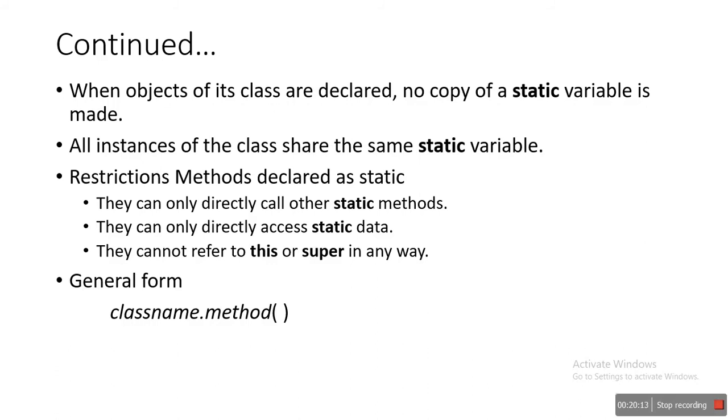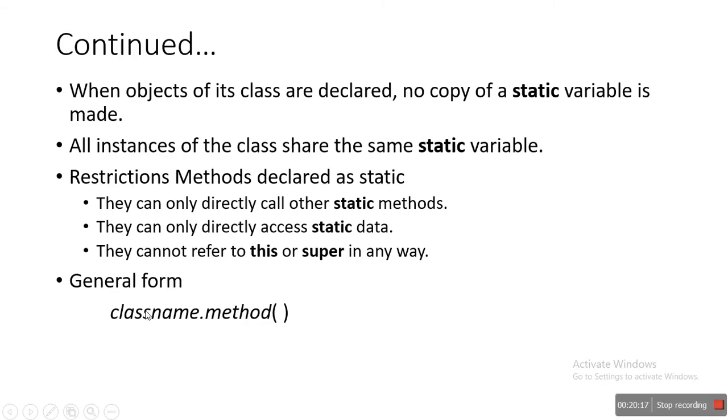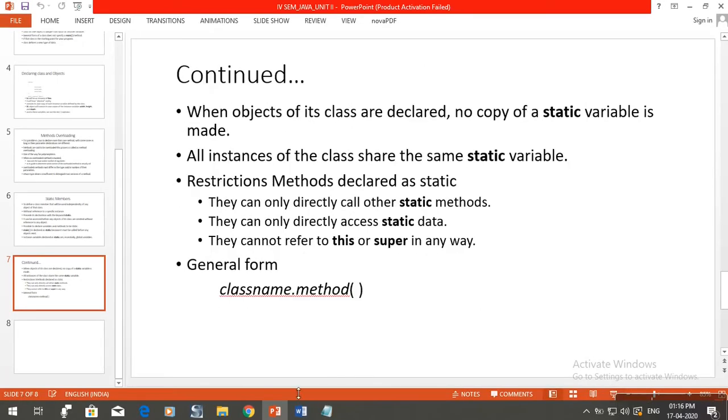Now the general form of calling a static method is the class name, dot, method. Imagine this method is declared as static. Then only you can directly access this method by class name. So this is all about the static method. Now we'll see one example.